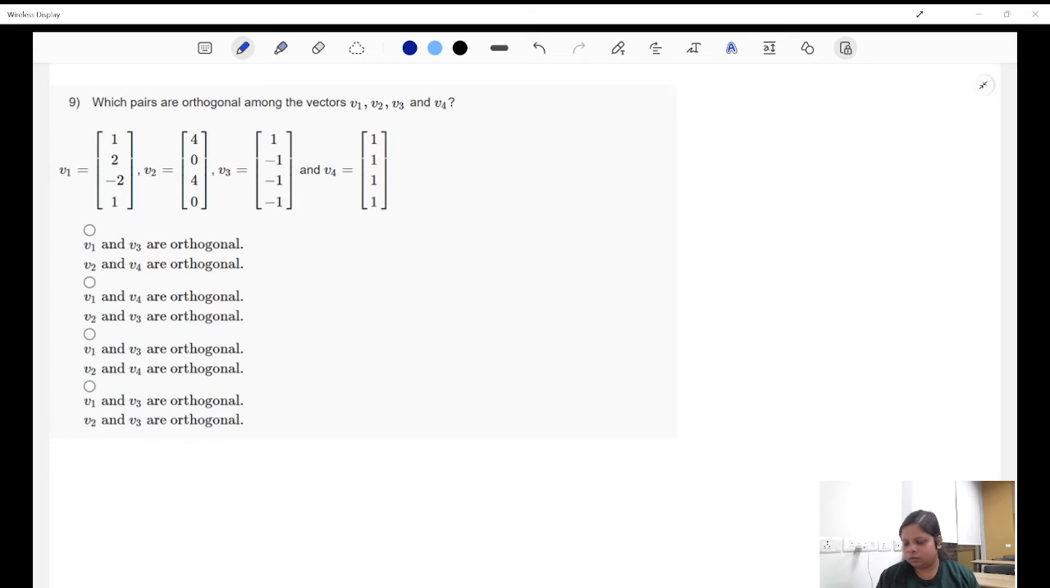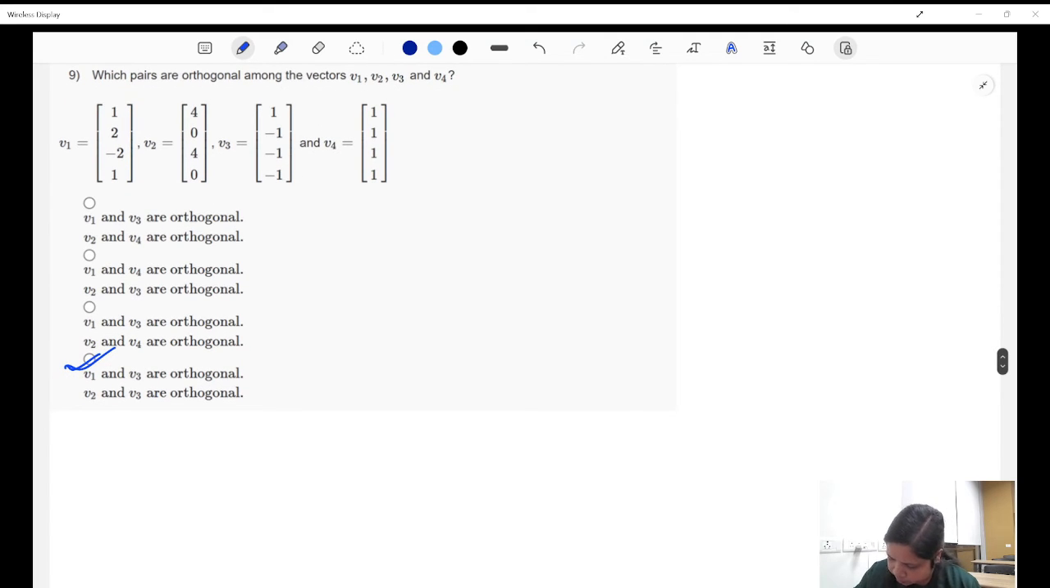And option number 4. Option number 4: V1 and V3 are orthogonal, and V2 and V3 are orthogonal. Okay. V1 and V3, yeah, correct. D is the correct option. Does anyone have a problem in this? Should I solve this, or is it well understood? It's just the dot product. Okay.